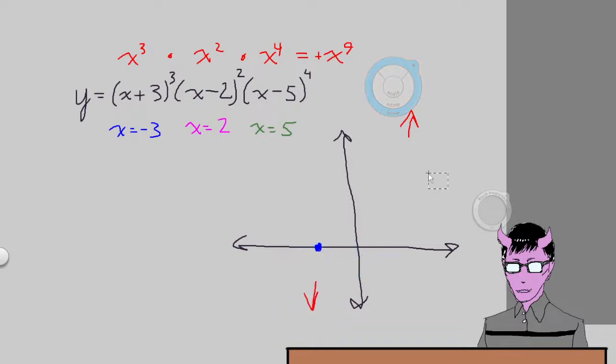I guess the ordering doesn't matter, but just make sure there's proper synergy between the end behaviors and then the x-intercepts. So again, this one right here, we know it's going to be tilted like this because it must attach to this one.